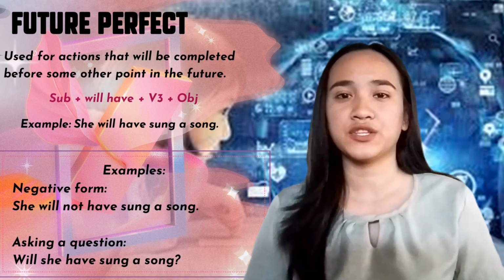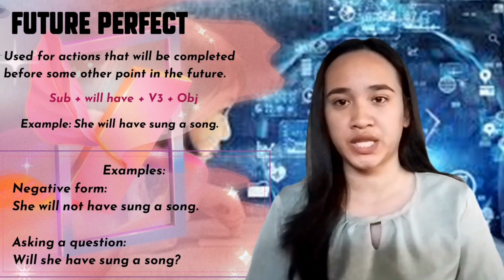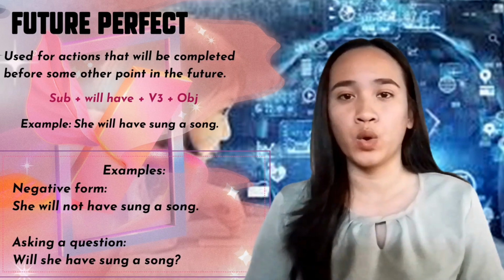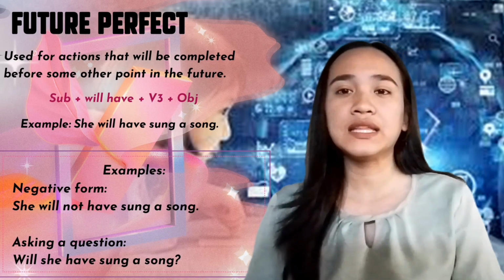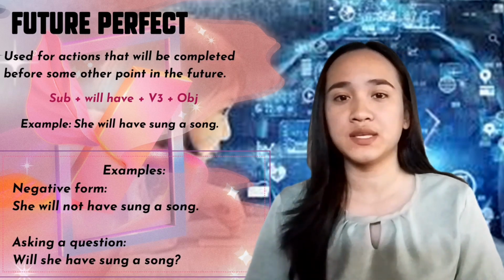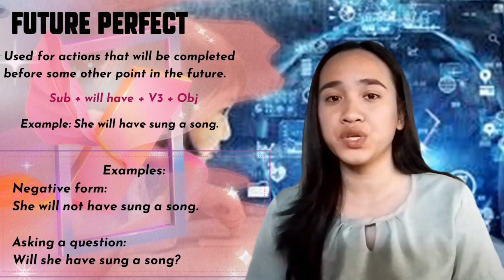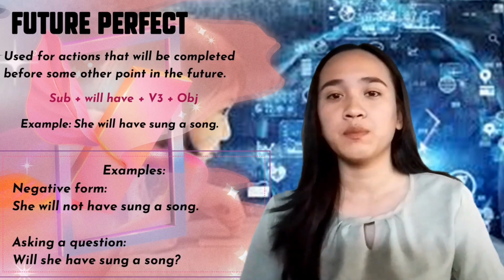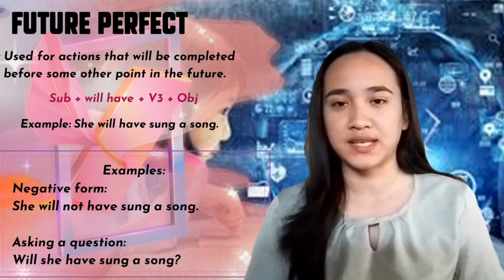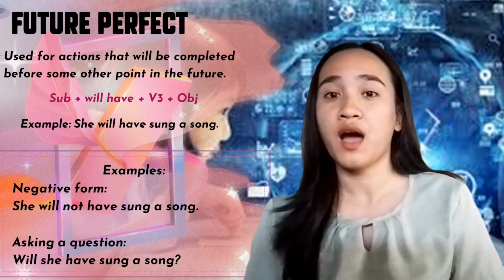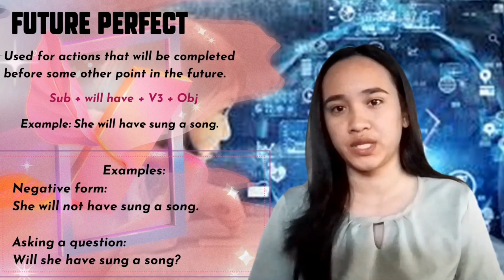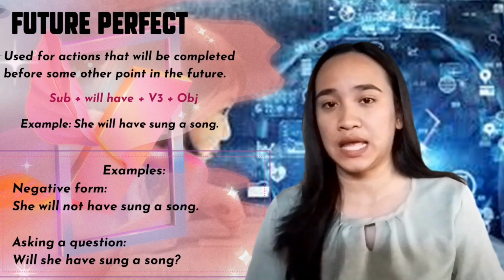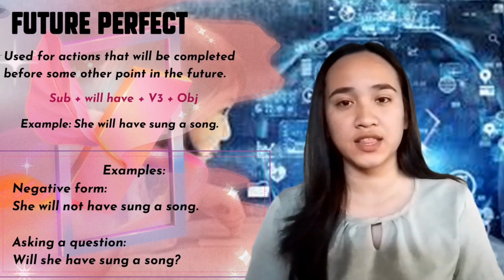Another example is: her mother will come home before her birthday. The two future events are her mother will come home and her birthday. In a negative sentence, we simply follow the formula, which is the subject plus will not, or won't, plus have, plus the verb in the past participle. Her mother will not have come home before her birthday. Another example is: she will not have finished eating her breakfast before 8 a.m.